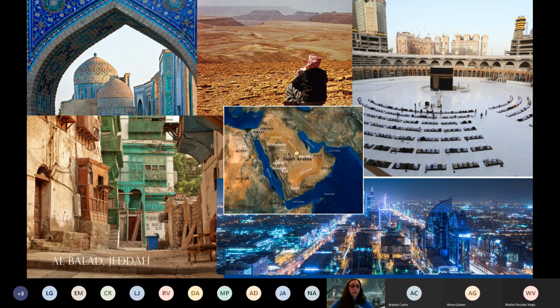On the left, there is a historic district in a town called Jeddah. I don't know, I love staring at it. It feels like a voyage in time. But then on the right, you see a totally modern city. And then on the top right, you see a major religious site for Islam.